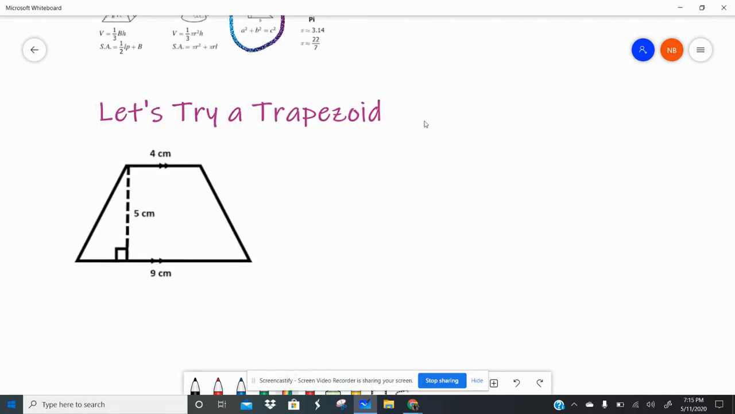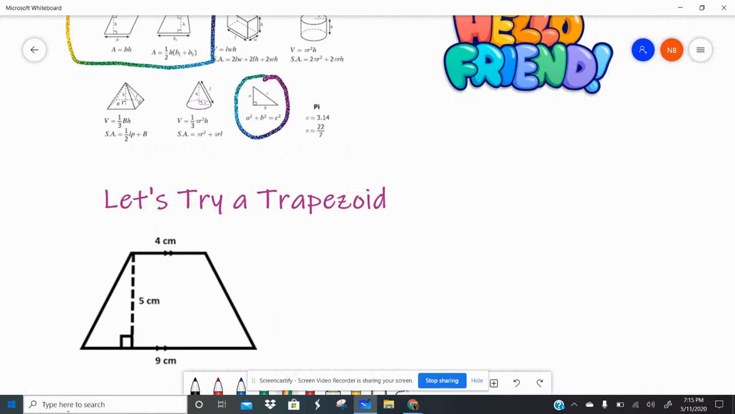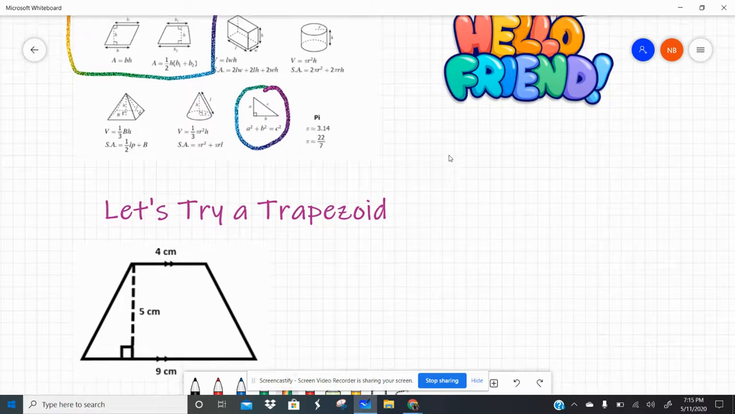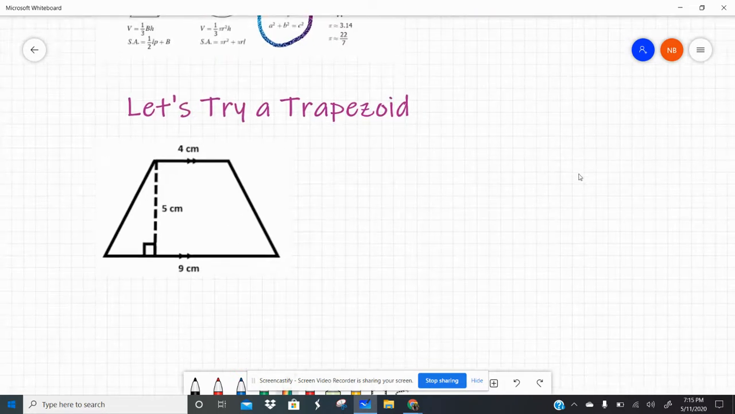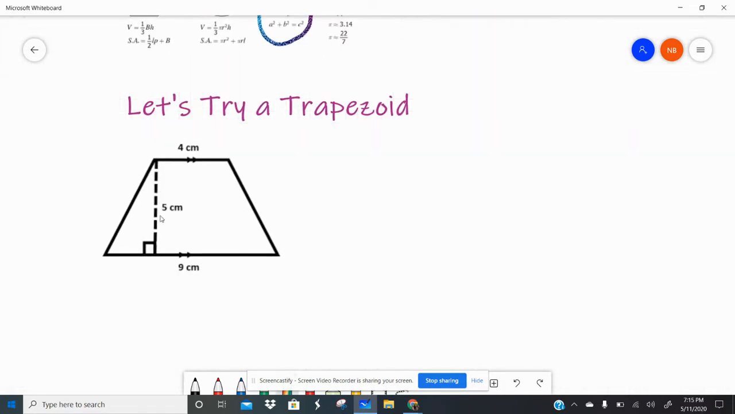Remember, a trapezoid is a type of quadrilateral where the bases, this top and bottom horizontal line, are parallel to each other. So right here, up here on our formula sheet, we have the formula for area of a trapezoid, and then the diagram. B1 at the top, B2 at the bottom, H is the perpendicular line that connects them, right? This right here. Perpendicular means it forms this 90-degree angle.